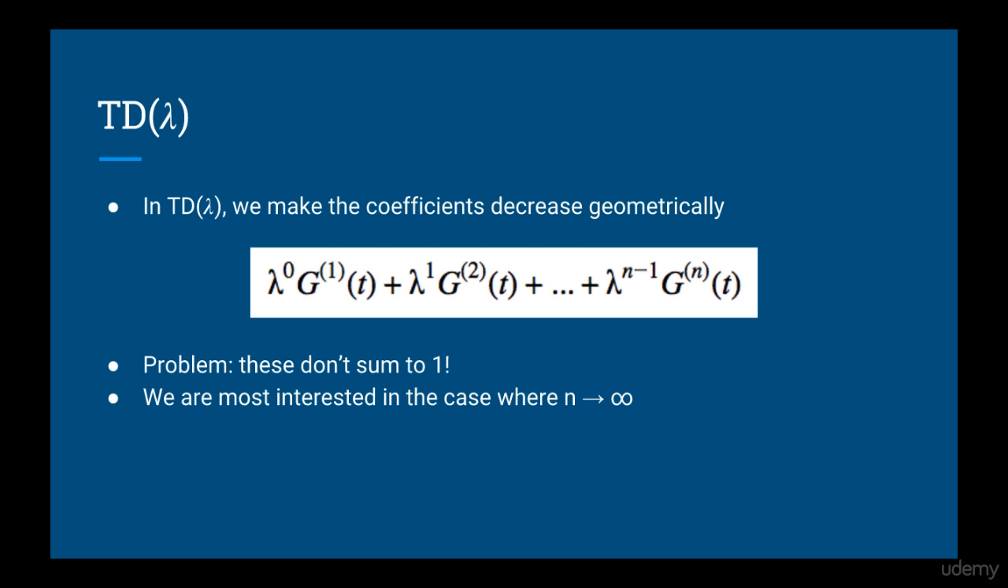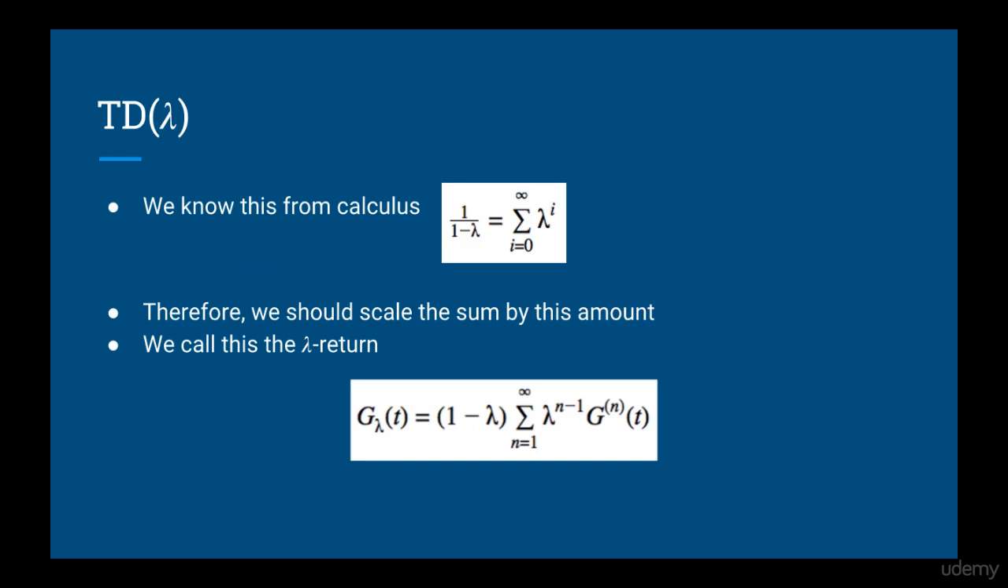For the TD lambda method, the lambdas are given very specific values. In particular, they decrease geometrically. And now if you notice, these don't sum to 1, since the first weight is already 1. So they would need to be normalized. In particular, we are interested in normalizing this for the case where n is infinity. From calculus, we know that the sum of these lambdas is 1 over 1 minus lambda, and so we should scale the sum of returns by 1 minus lambda. We call this the lambda return. You may want to pause the video to write this down on paper to convince yourself it's true.